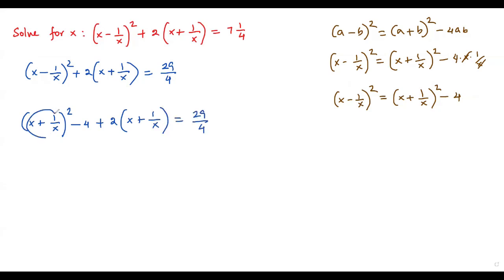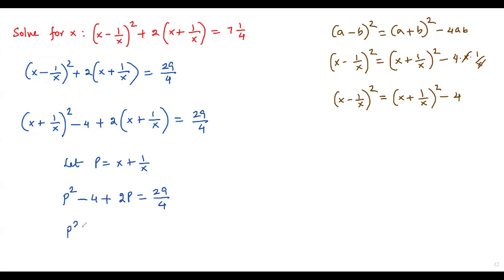Okay, now look at the stuff in the parentheses. Here inside the parentheses, we have the same stuff. Now we can assign a new variable for this. So let p equal x + 1/x. Then we can plug in p for this x + 1/x, and we get p² minus 4 plus, and for this one also we can plug in p, then we get 2p equals 29/4.